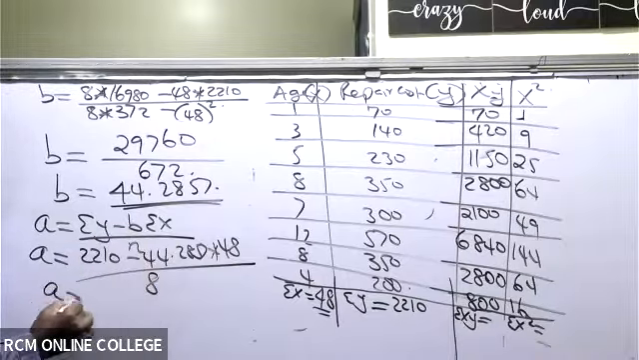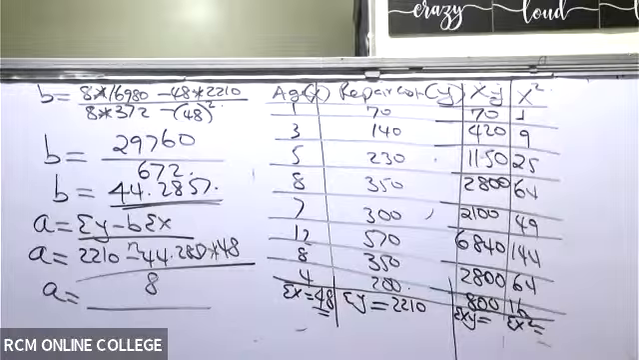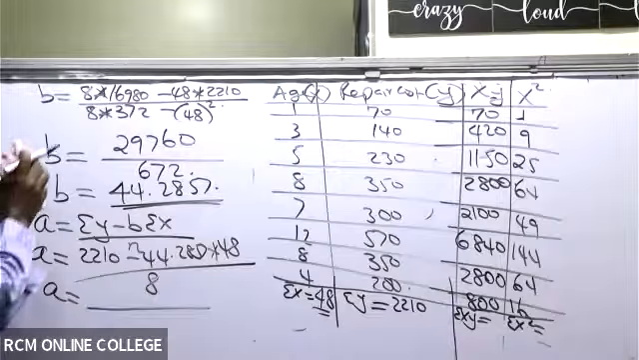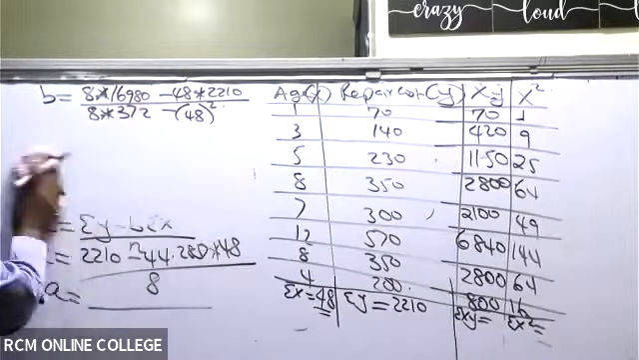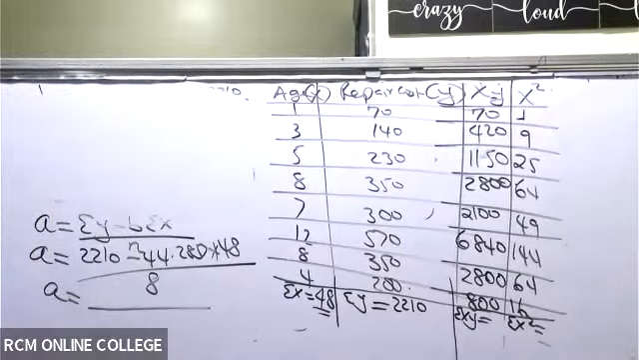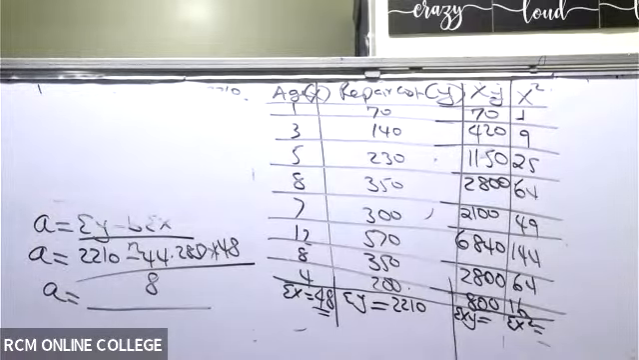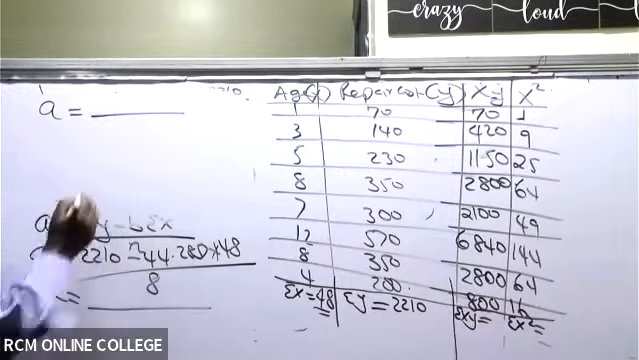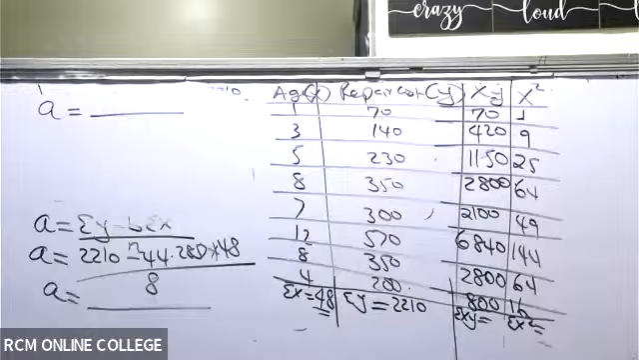Again here, go slowly and give me the numerator. Is there somebody who is able to give me the numerator for getting the value of A? To get the numerator, we are taking 2210 minus 44.2857 times 48. Then you should be able to give me the numerator, somebody. What do we have there as the numerator?